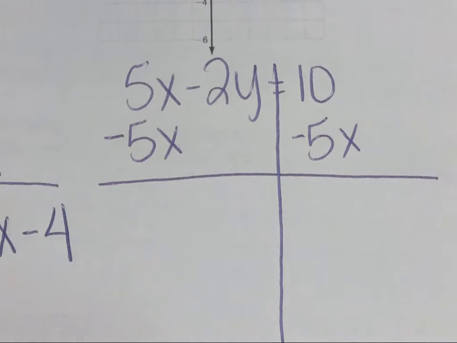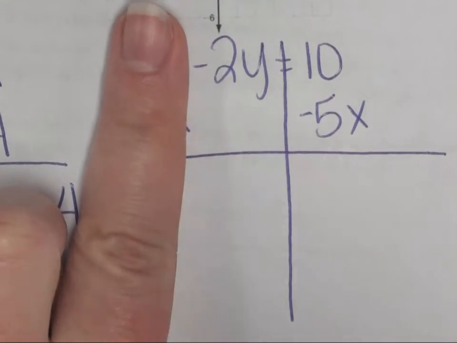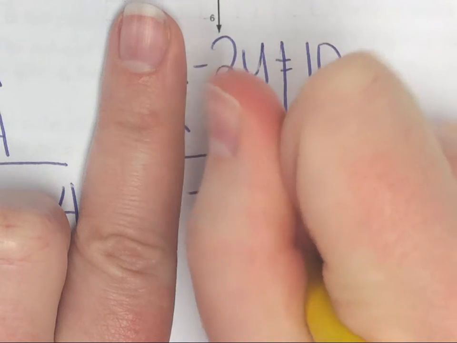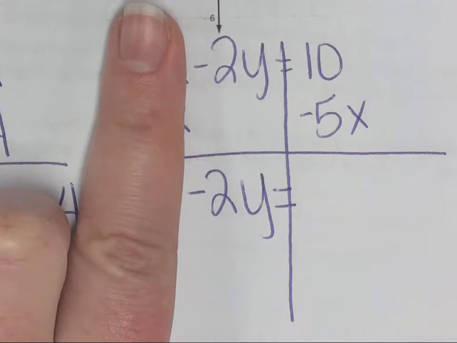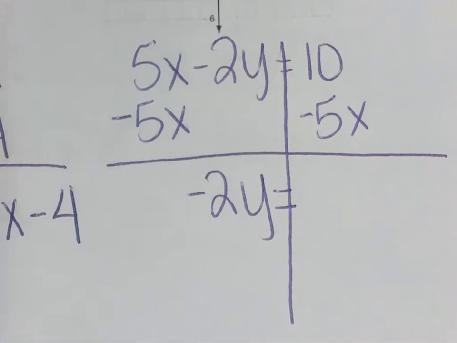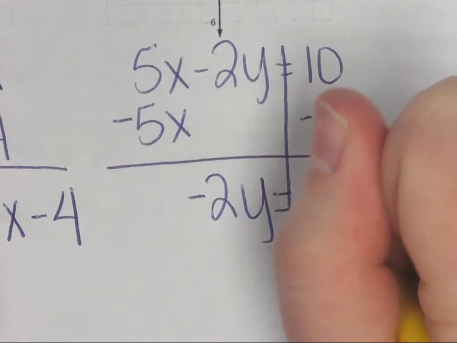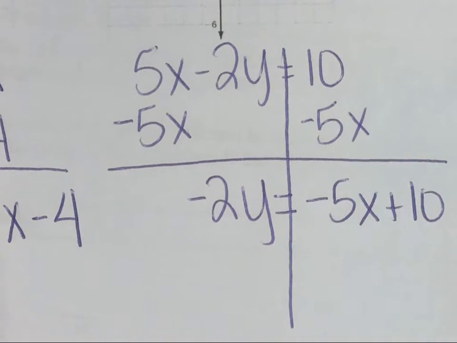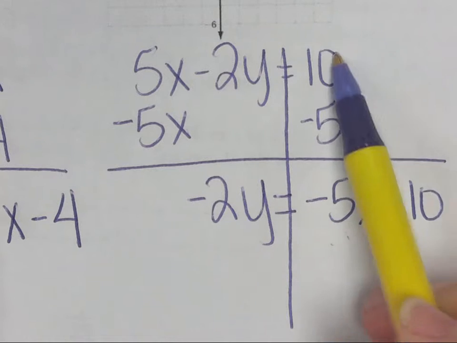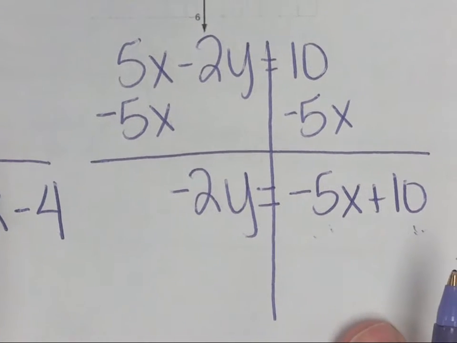Well, what's with that y? Negative. Good. So negative 2y is equal to negative 5x plus 10. Awesome. So remember, we put the x's in the front and then the constant in the back.